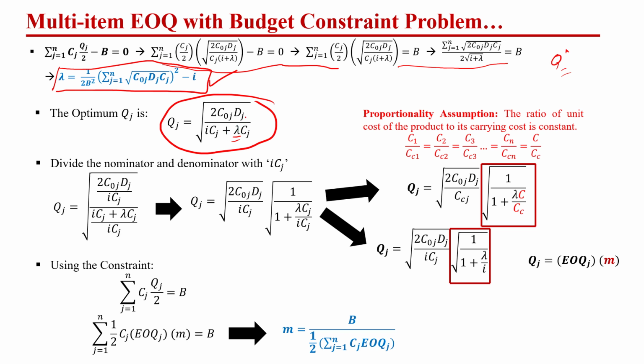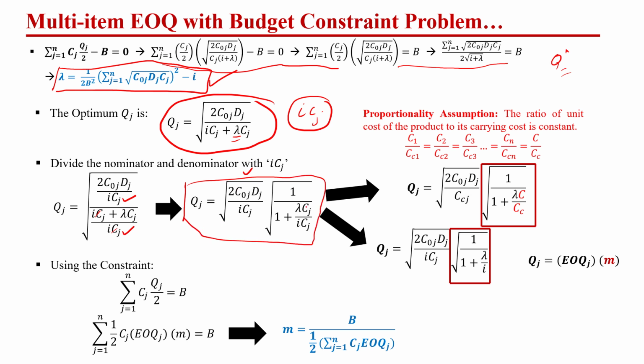Let's say I decide to divide the numerator as well as the denominator by ICJ. Why am I doing that? Because I know that 2 into C naught J dj divided by ICJ is basically the economic order quantity formula for a single product. That's why I decided to divide the numerator as well as the denominator by ICJ. The upper part can be written separately, and the remaining is 1 over, so this is going to be 1 plus lambda cj icj. Now this is the qj for the multiple item.